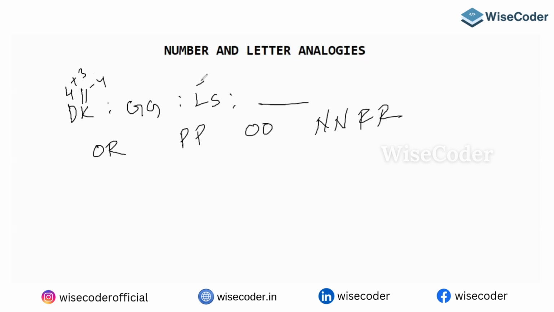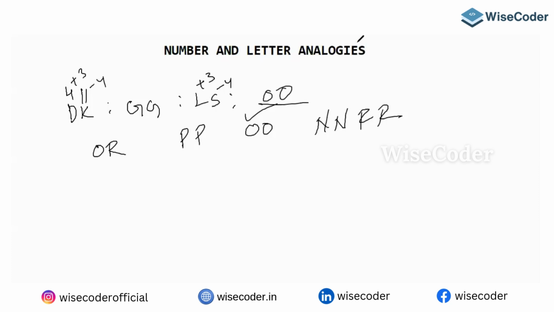But look here, L plus 3 is O. S minus 4: 19 minus 4 is 15. Yes, I got it. So plus 3, minus 4, plus 3, minus 4. That's how you can get your answer. So the logic is plus 3, minus 4, plus 3, minus 4.